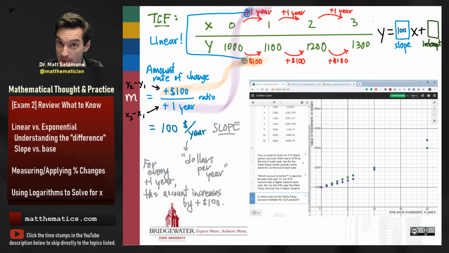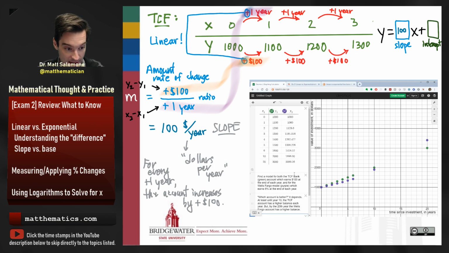Remember what the intercept measures, and this is true whatever kind of function we happen to be working with. The y-intercept measures the y value when the x value is equal to 0. So in this example, we actually already have the intercept staring at us in the face. Because when x is equal to 0 in this data, that's my initial investment in this TCF bank account, right? And so it has a y value that's equal to the value of that initial investment. That's this 1,000 number right here.